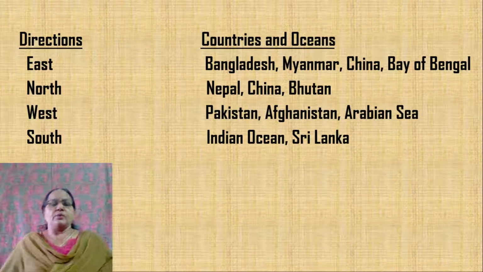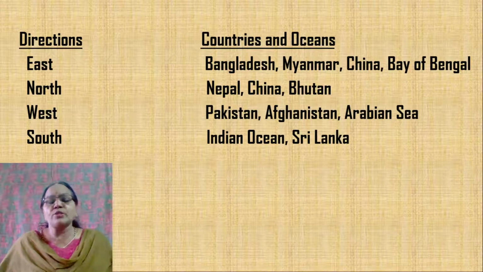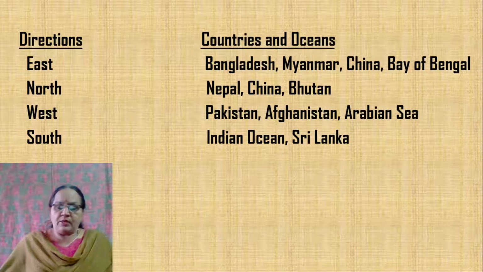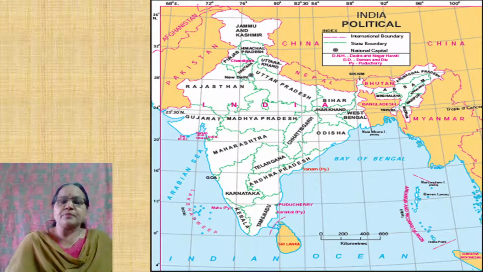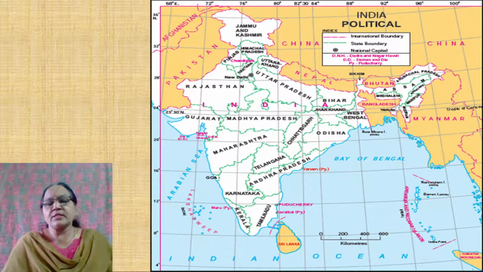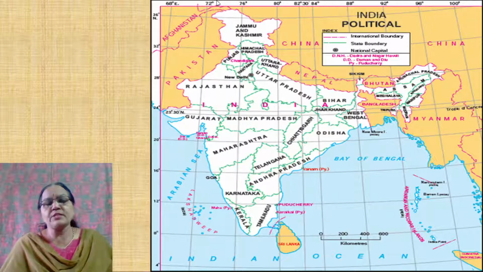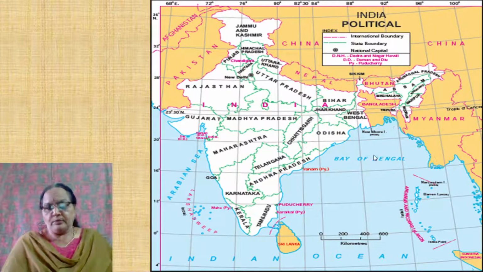Okay, now next is countries and oceans which surround India. Okay, now let's come to the map again. Okay, countries, look at that. Here we have on the western side, look at this is Pakistan, we have Afghanistan. Okay, then to the north just see we have China, okay, Bhutan, then Bangladesh, Myanmar. Okay, then on the east we have the Bay of Bengal. Okay, south we have Sri Lanka.